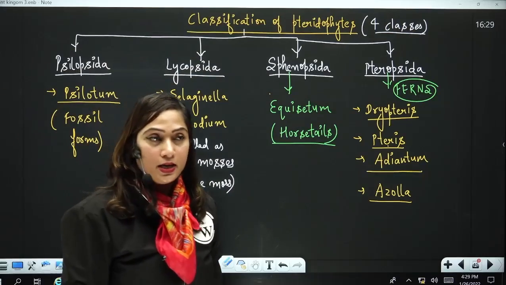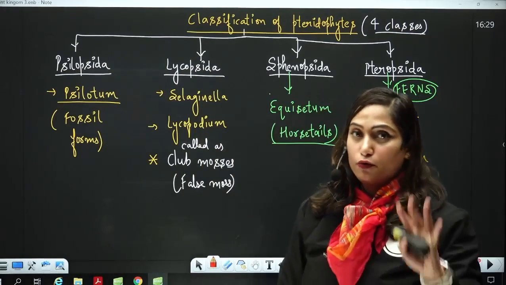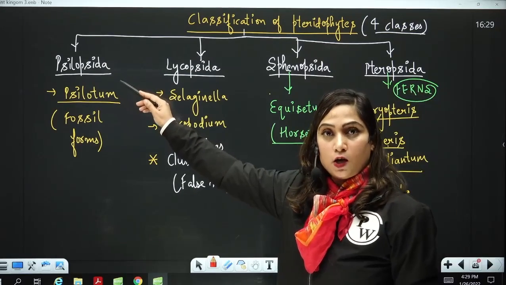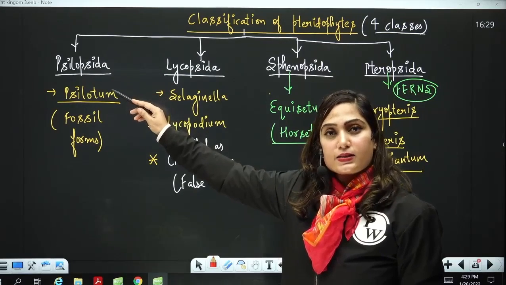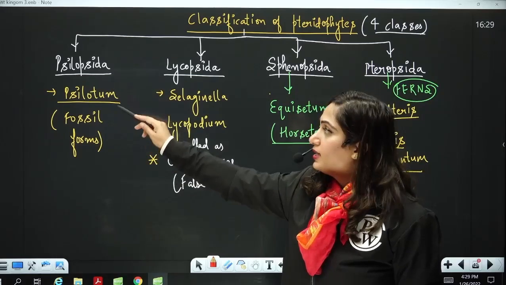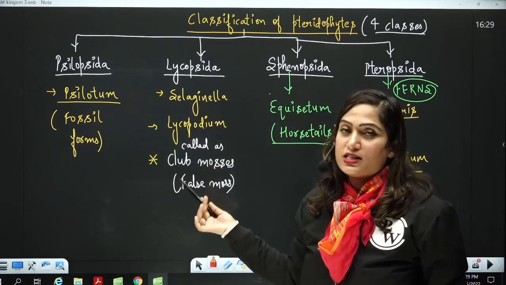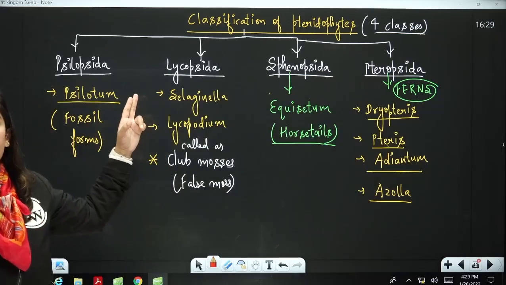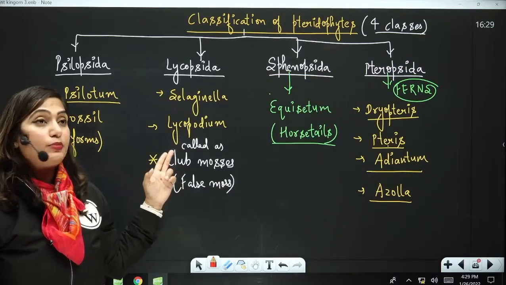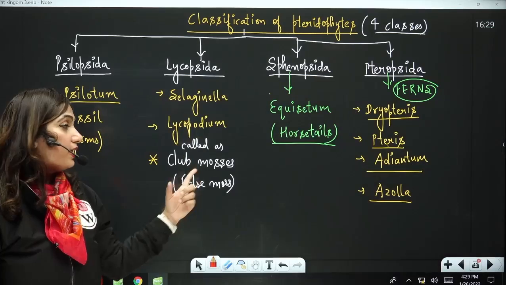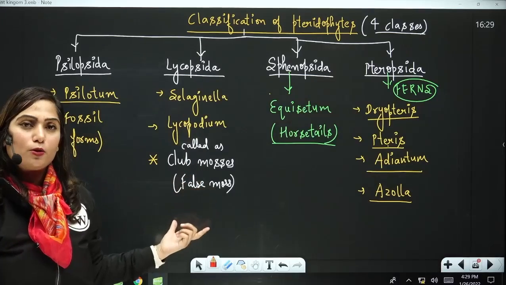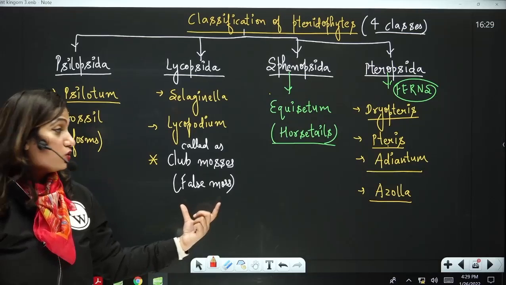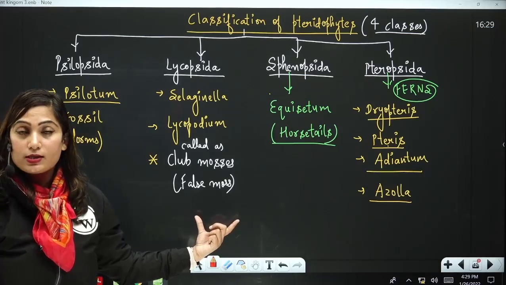According to NCERT, the pteridophytes are divided into 4 different classes. The first class is Psilopsida. In this class, mainly fossil forms are there, and the example given is Psilotum. If they are given in NCERT, they can come in NEET. The second class NCERT is saying is Lycopsida. The members of Lycopsida are Selaginella and Lycopodium. They are also called club mosses, but they are not bryophytes, they are pteridophytes. So this is an example of a false moss.